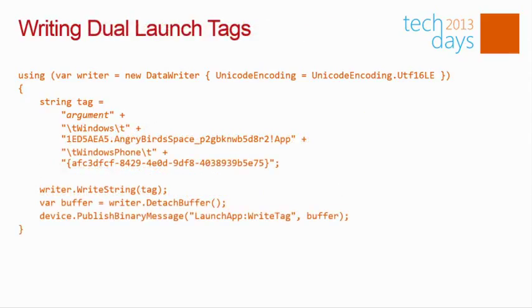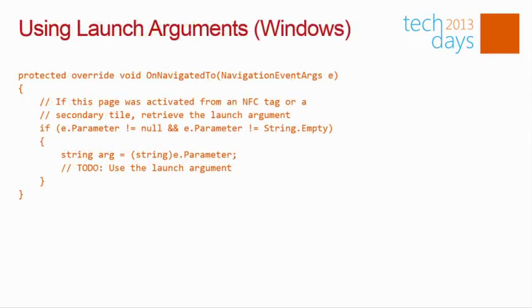You can write to an NFC smart tag a special message that will launch either a Windows 8 app or a Windows Phone app. I call this a dual launch tag. The parameter that you pass in, the argument, has to be the same for both platforms, but you can allow a Windows Phone or Windows 8 app to be launched from one of those smart tags this way. Now, I'm going to demonstrate this for you, but let me show you this also.